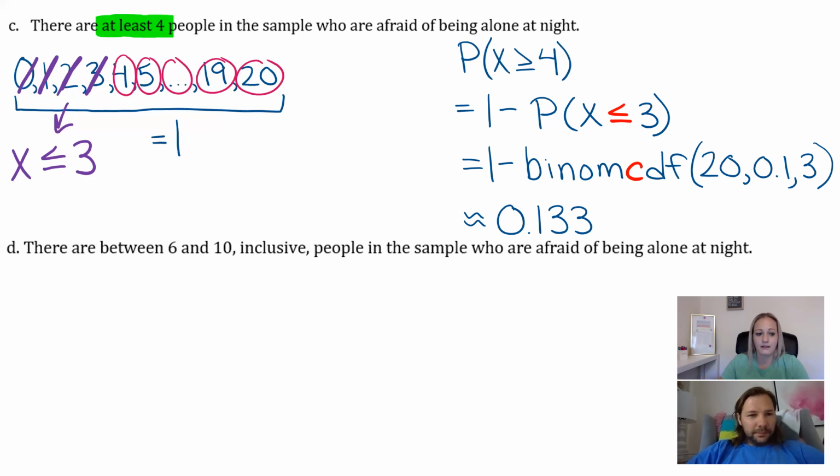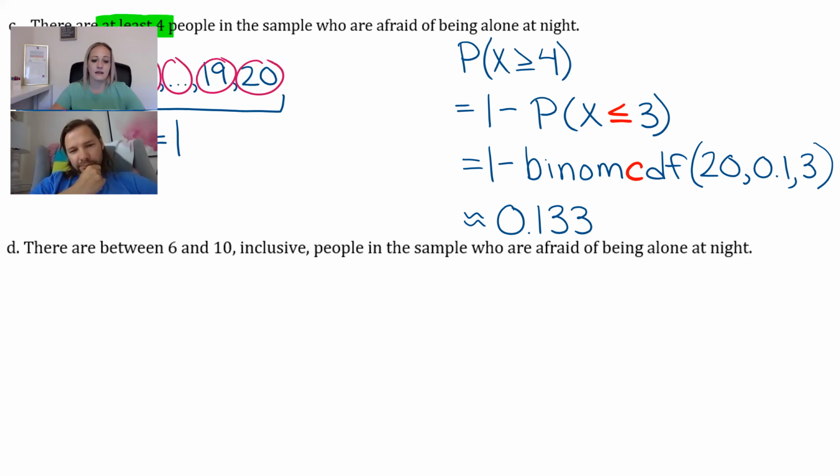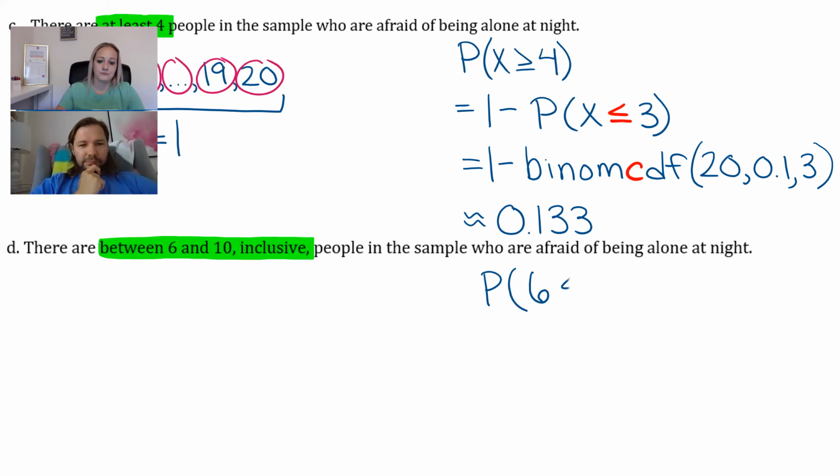Okay. Part D says that we want the probability that there are between 6 and 10 inclusive, which means we are including those values, people in the sample who are afraid of being alone at night. Between 6 and 10, I can write as a compound inequality: 6 is less than or equal to x, which is less than or equal to 10.